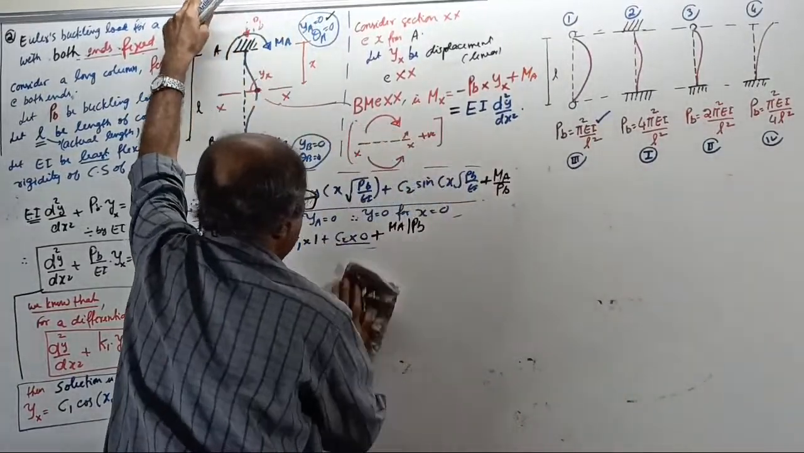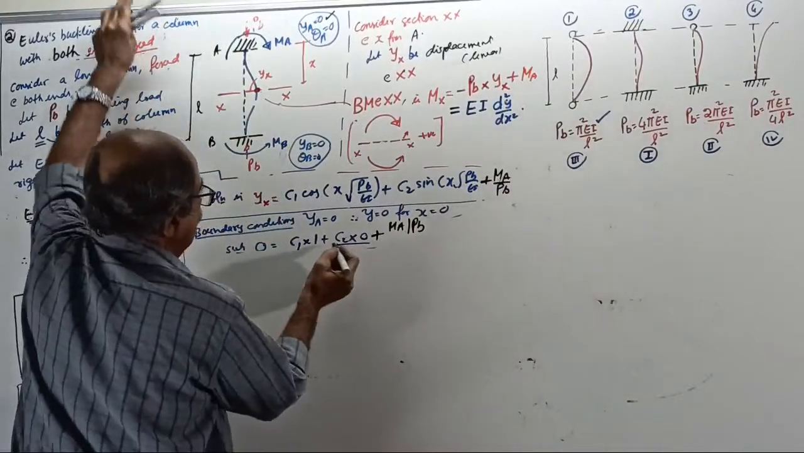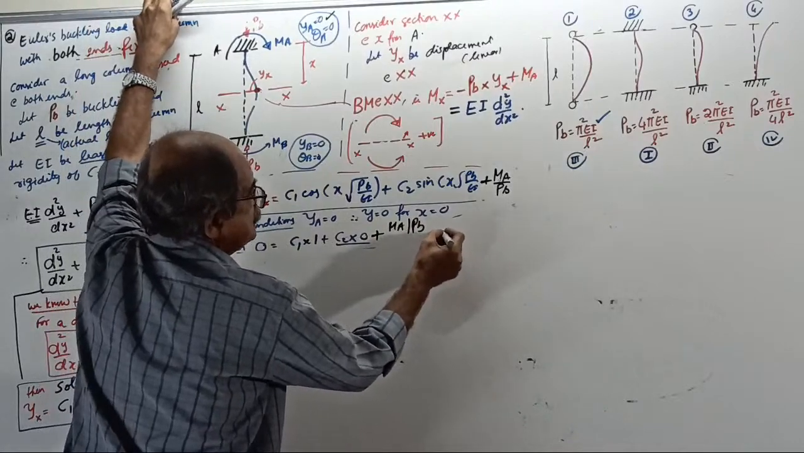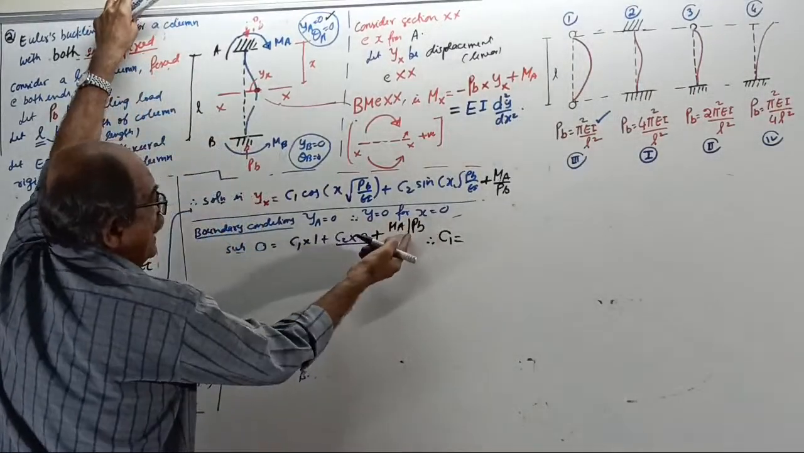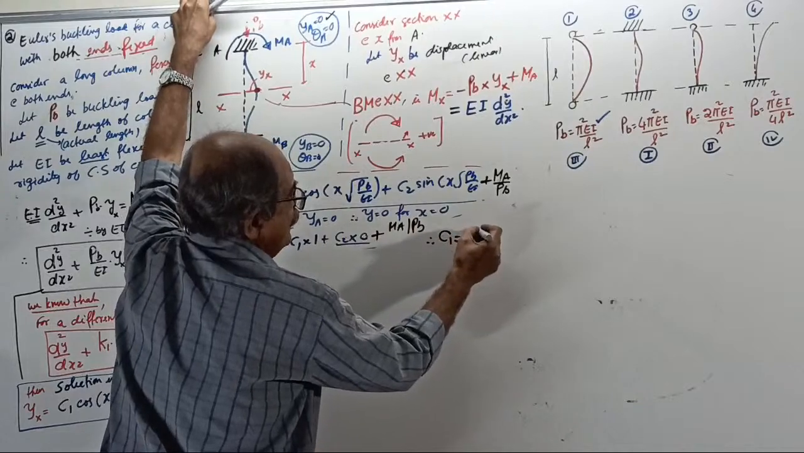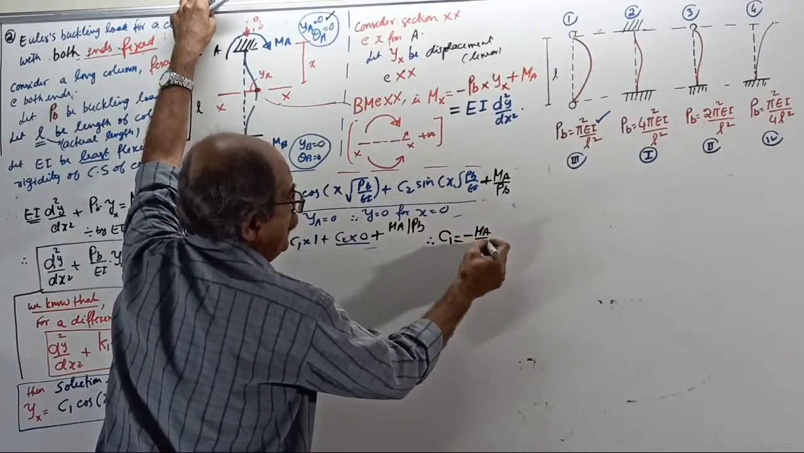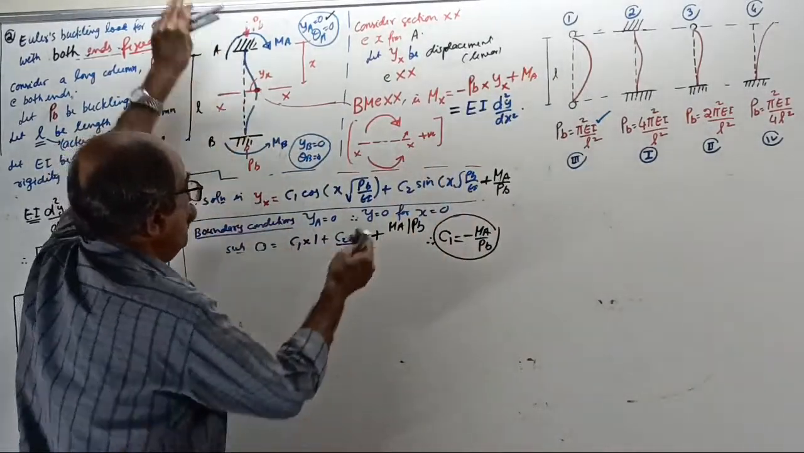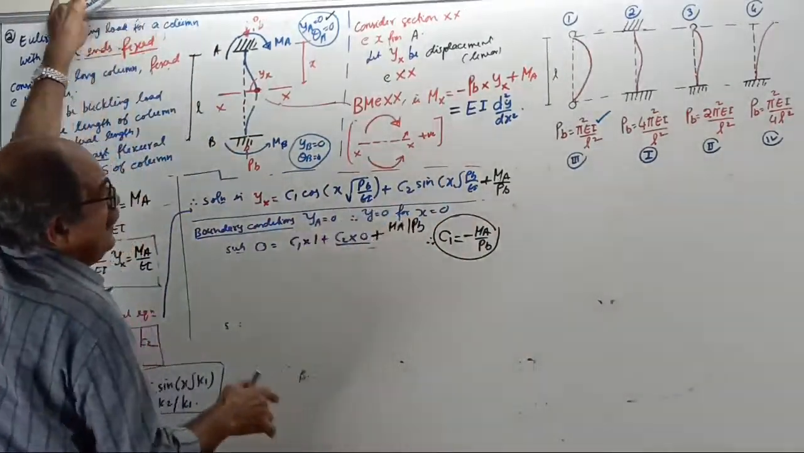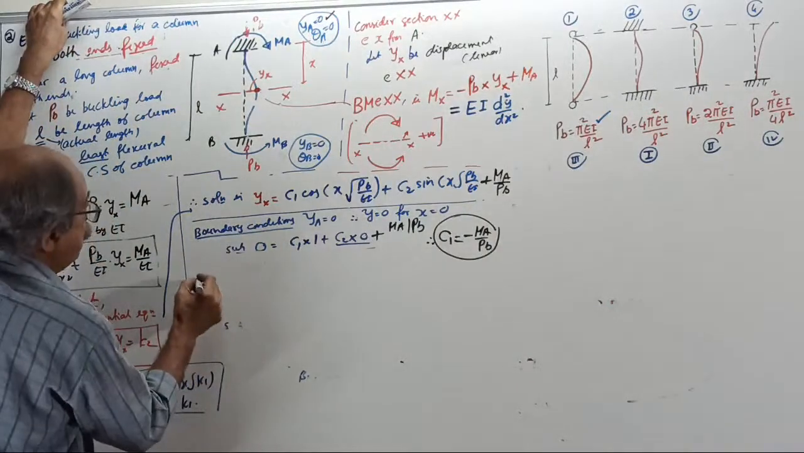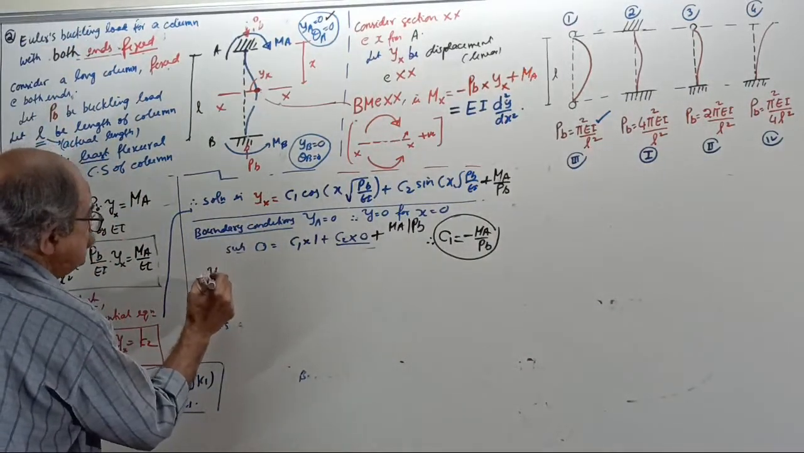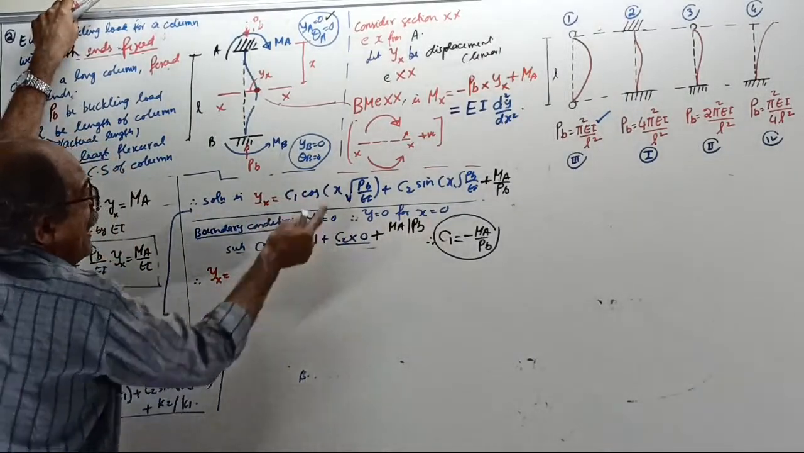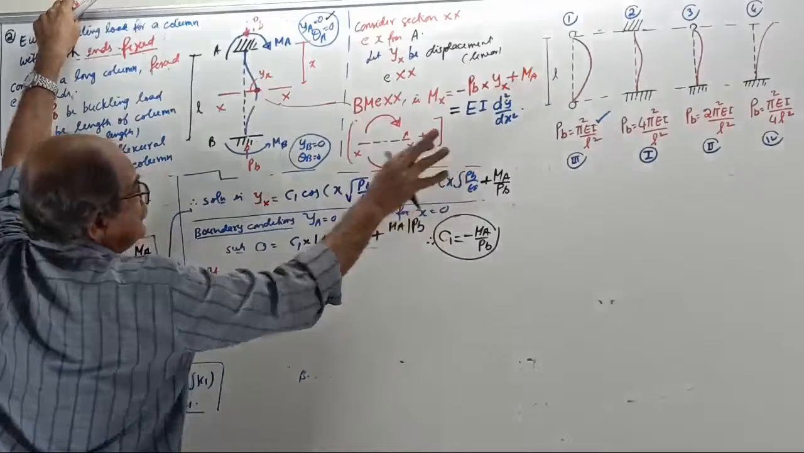Now what do you get? Last time 0 came for C1. Therefore, your C1 equal to, taking the other side, minus MA by PB. Therefore, now your YX will reduce. Substitute for C1. Go back and see, now you can eliminate C1 and substitute here.